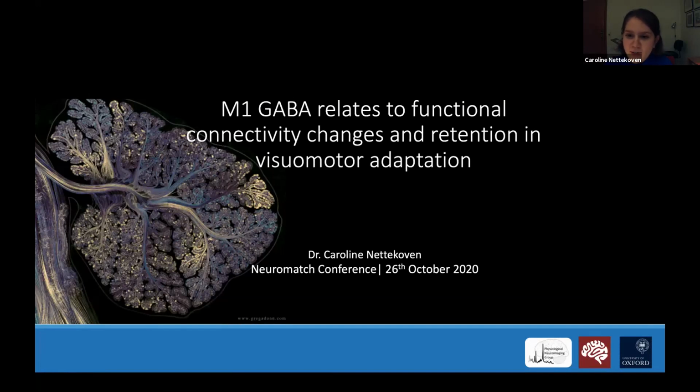So I'm Nettekoven. As Gunnar mentioned, I'm a researcher in Oxford and I'm interested mainly in the role of GABA in adaptation. I did my PhD with Charlie Stagg and Ned Jenkinson here in Oxford, and I'll be presenting part of my PhD work in which I link M1 GABA to retention of an adapted state.